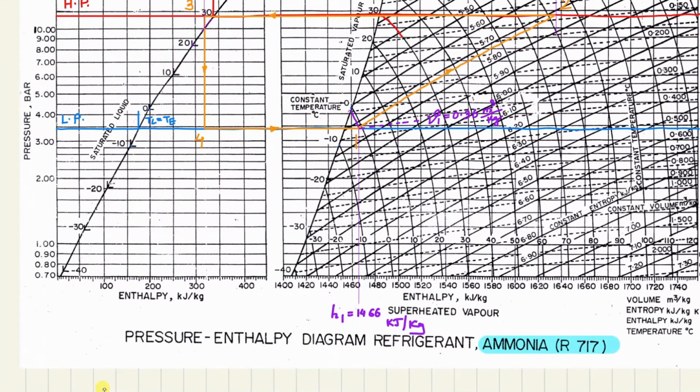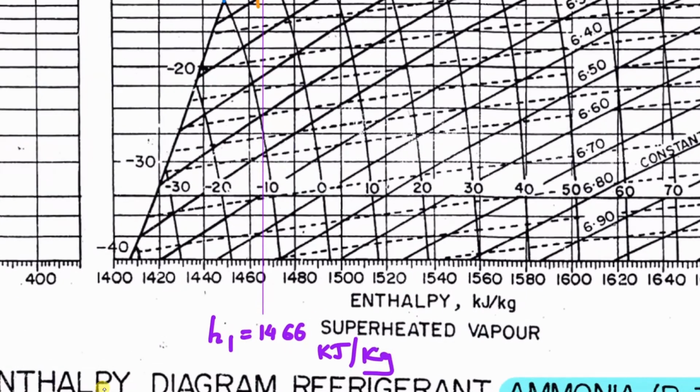So point 1 is taken on the x-axis. Okay, we'll see the point, what is the value. This is 1460 and this one is 1480, and in between we have 10 lines. Okay, so this center, the fifth division, will be 1470. So one division is 2 kilojoule per kg. Okay, so 1460, 62, 64 and 66. So H1 is 1466 kilojoule per kg.